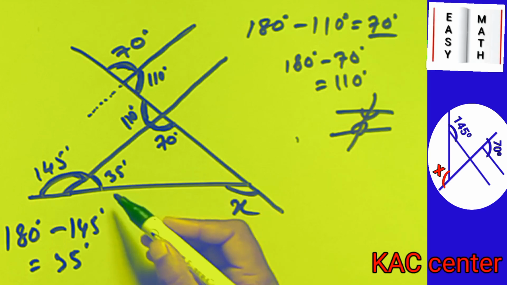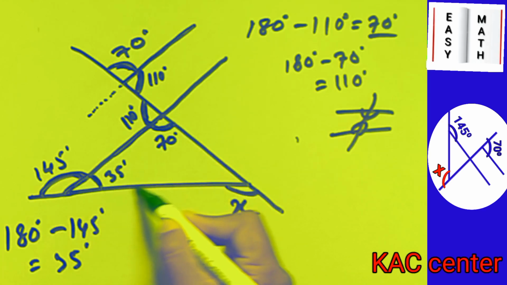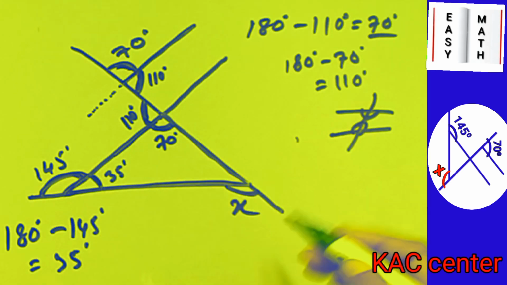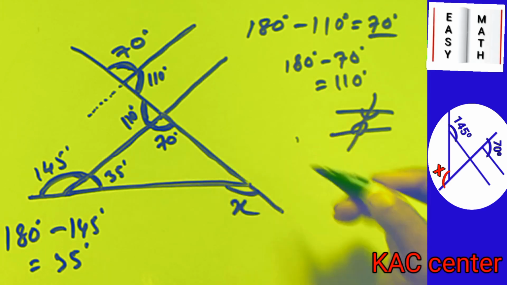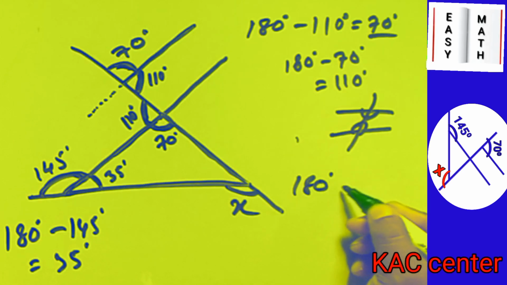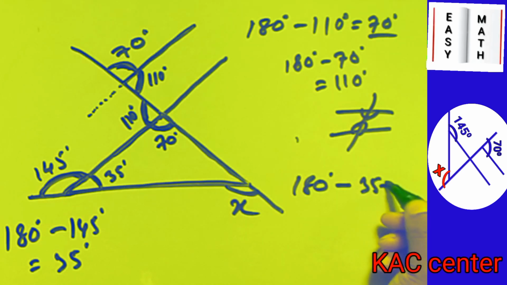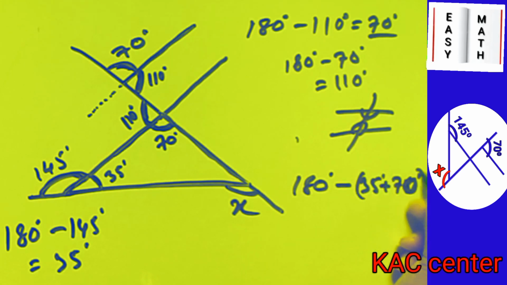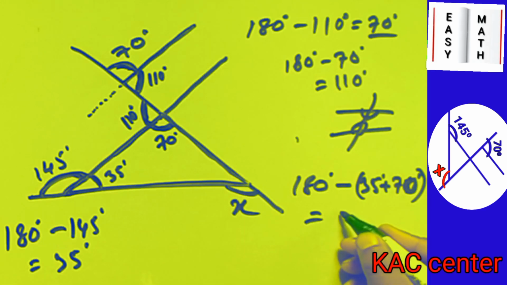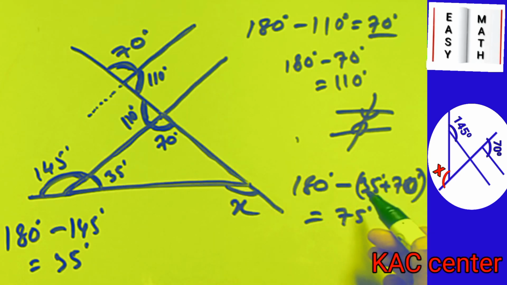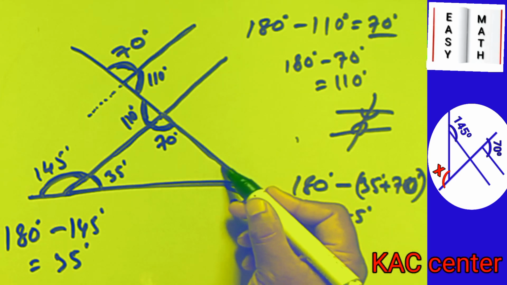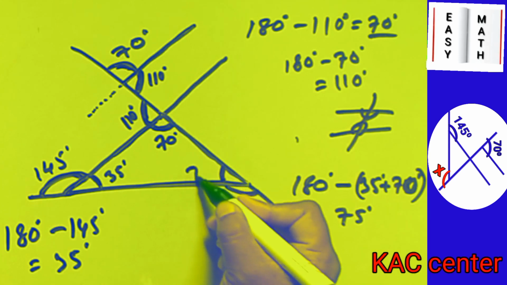And now in a triangle, we know in a triangle the total value is 180 degrees, and this is minus the 35 and this 70 degrees. So the total value is 75 degrees. So this value is 75 degrees.